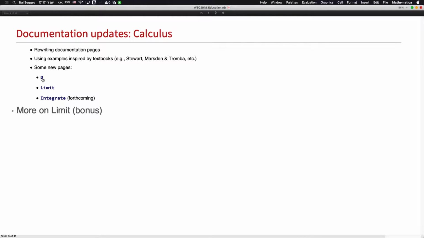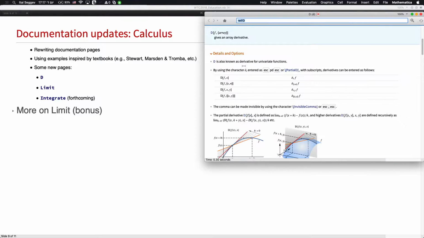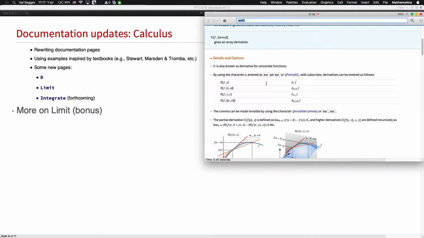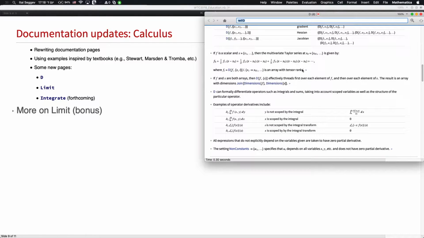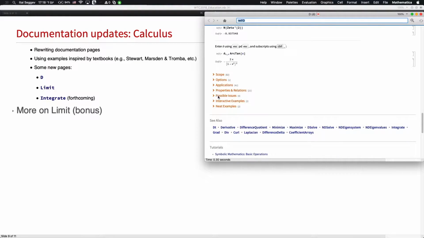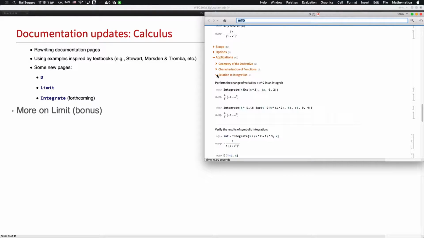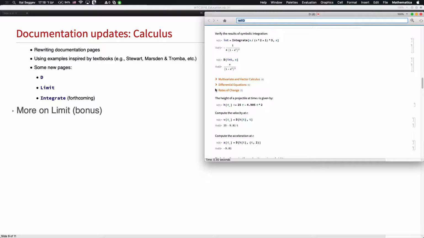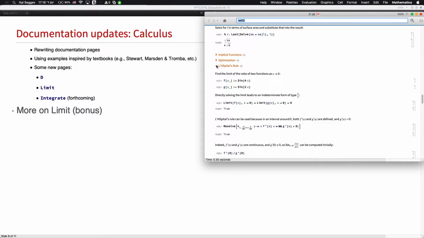And so these were already introduced a version or two back. If you look at them, then we have pretty pictures explaining what exactly the function is doing. We have tables with different ways of entering things. And especially if you look at the application sections, then you have relation to integration. You have rates of change type problems, L'Hopital's rule.